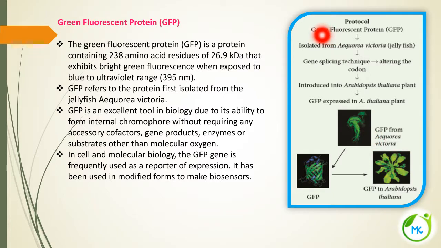So this green fluorescent protein which is isolated from the jellyfish, after gene splicing technique, we can alter the codon and this can be introduced. The protein can be taken and it can be introduced into the Arabidopsis thaliana plant. And now this plant, Arabidopsis thaliana, is known to exhibit the fluorescence.